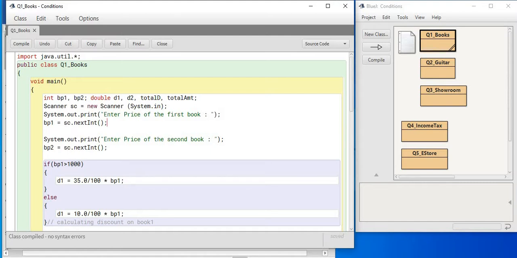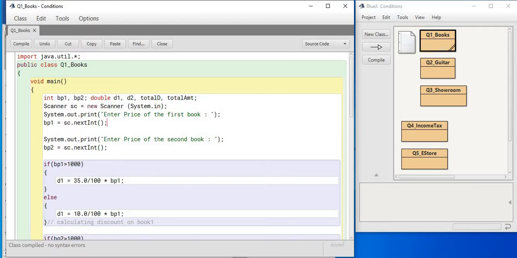The answer goes like this: the class name is taken as question number 1, and since it is about books, in the main there are variables book price 1 and book price 2, and there are other variables which have been taken for storing the discount, the total discount and the total amount. Now, since the discount requires some calculation of fractions, here double is the data type. Since D1 is going to store 35%, that means 35.0 by 100, therefore D1 is taken as double data.